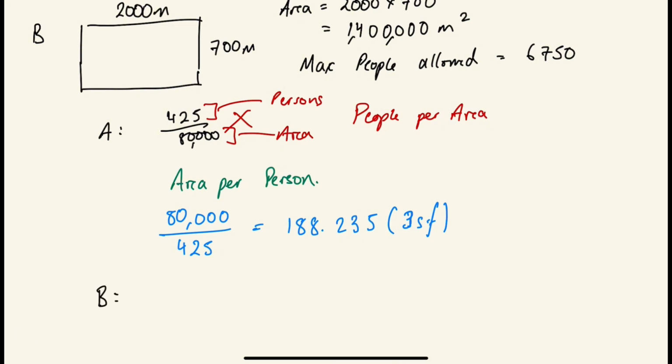Then for B, what you have is the area of B is 1.4 million over the number of people allowed, 750. So put that in the calculator. Okay, 1,866.667.